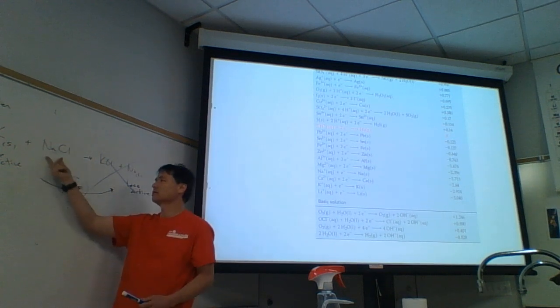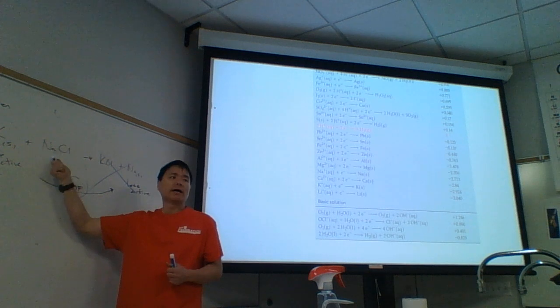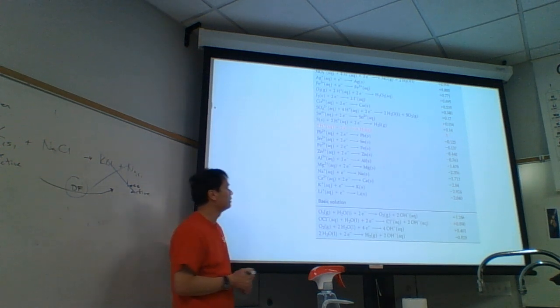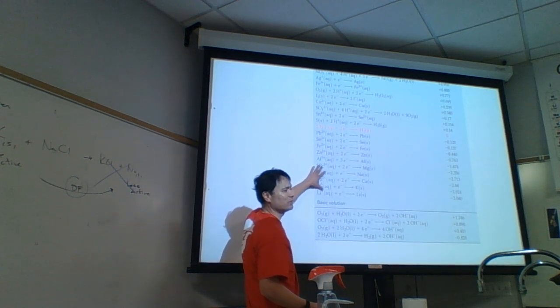What is the oxidizer in this case? The oxidizer is sodium ion. Is sodium ion very reactive? No. Sodium ion, calcium ion, potassium ion, lithium ion, these are all very stable.